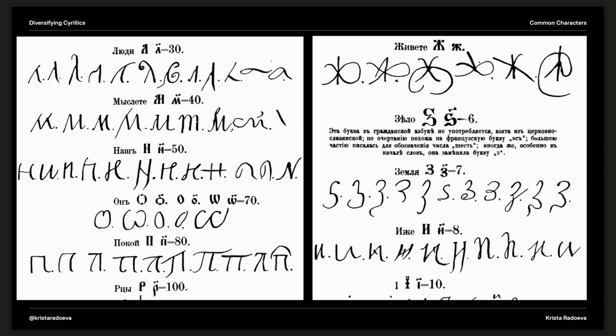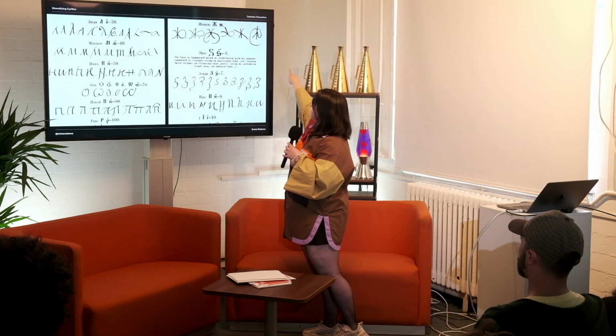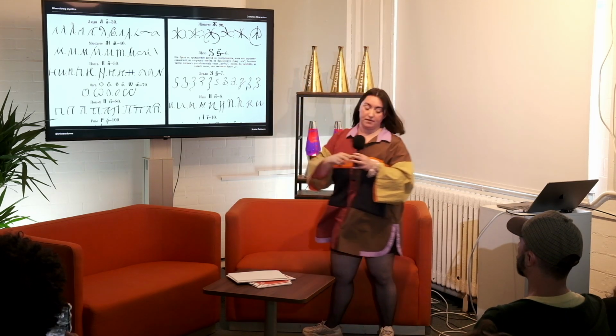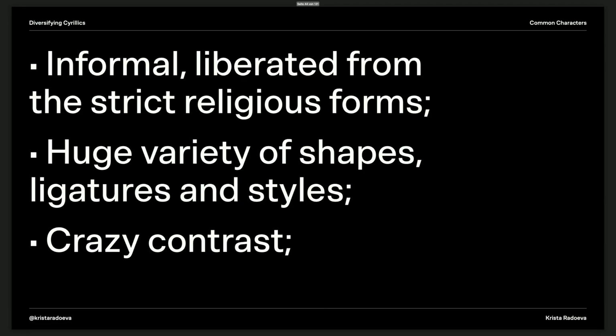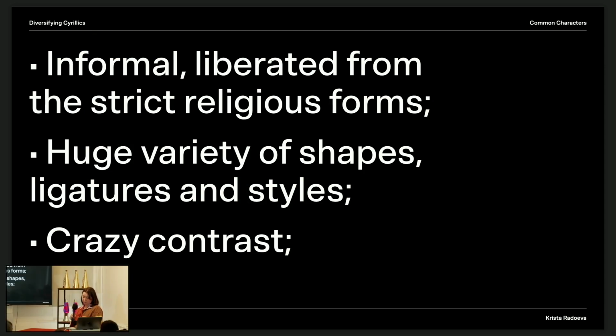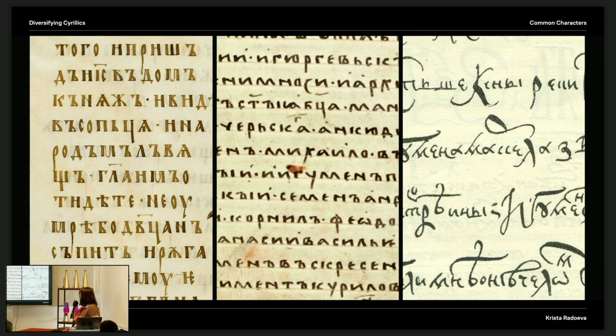You can see here all the versions of G, which is just one letter. Yeah, it starts at this point to be a lot less formal because, again, more people are using it. There's a huge variety of shapes, and what I can only identify as crazy contrast. So this is a nice view of the three: Polustav, Ustav, Polustav, and Skoropis.